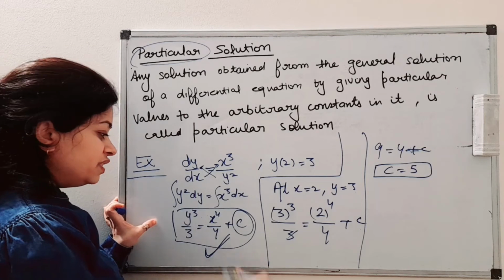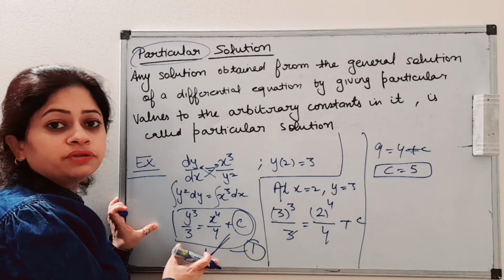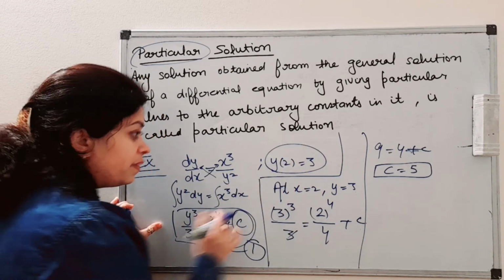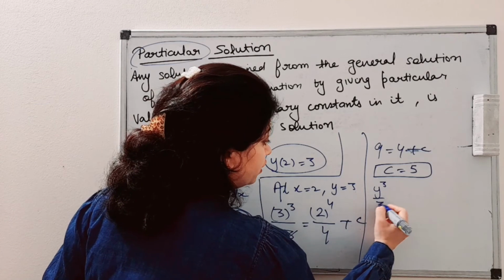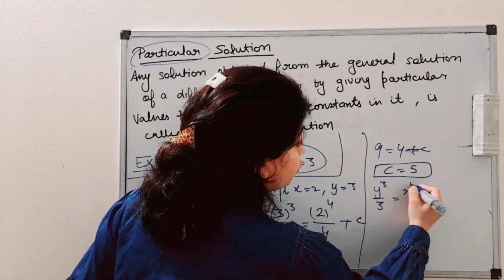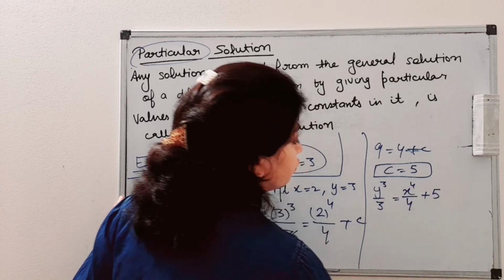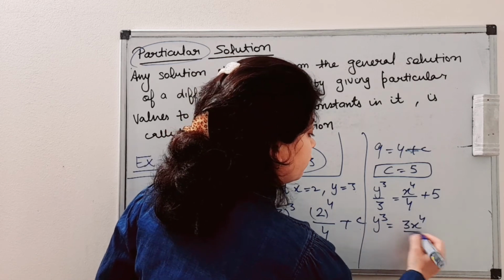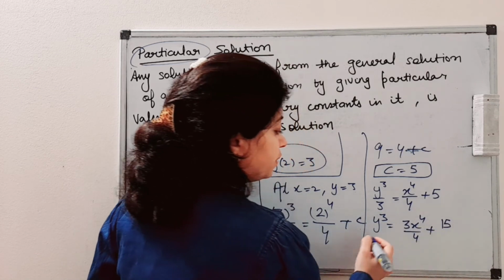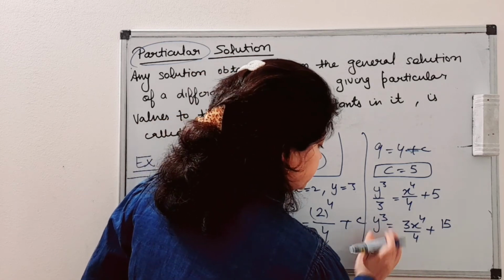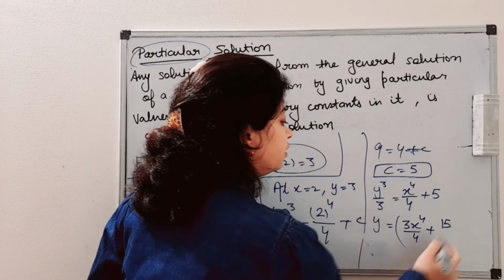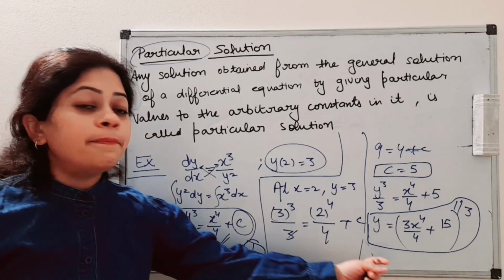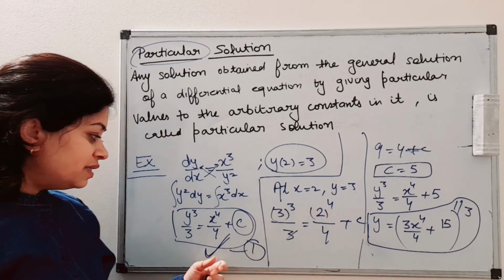Okay, so we will substitute the value of c in the general solution. How did we get the value? By this initial condition. Now we will solve it by this method. Y cube upon 3 is equal to x to the power 4 by 4 plus 5. Okay, and we can solve it like this. Y cube is equal to 3x to the power 4 by 4, multiplied by 15. We will take 3 there, and y is equal to the whole raised to power 1 by 3. Okay. So this is the particular solution, and this is the general solution.